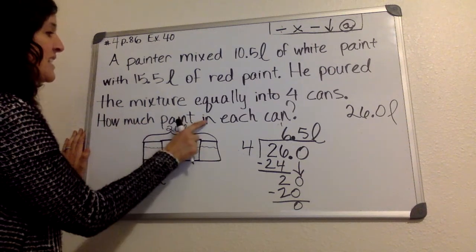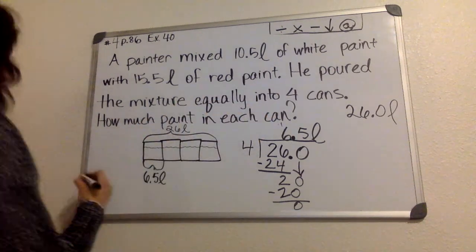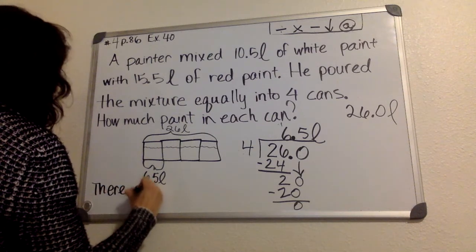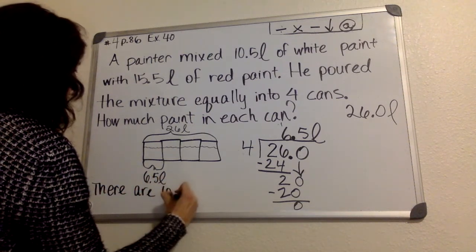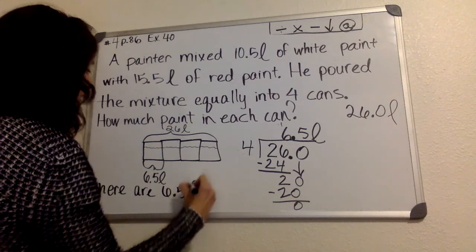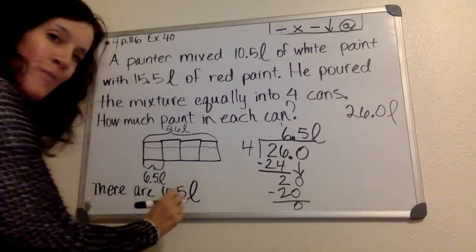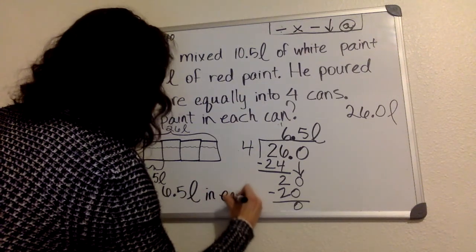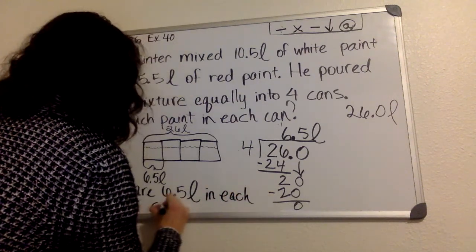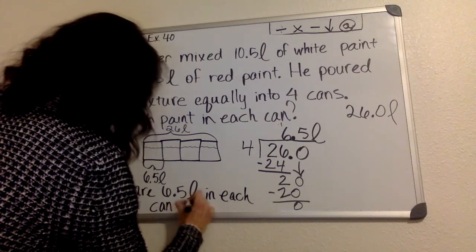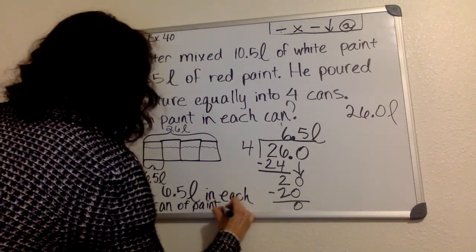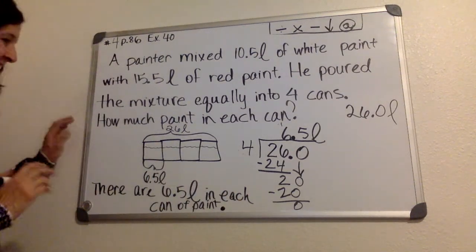How much paint is in each can? There are 6.5 liters, that's the abbreviation for liters, in each can of paint. Okay, there we go.